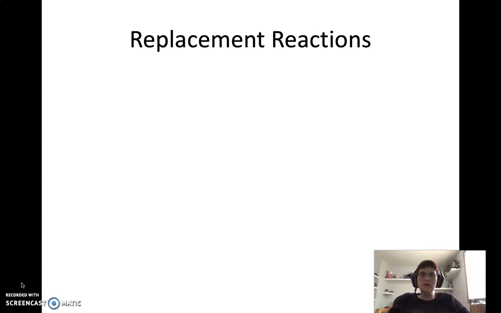Right, this is the fourth lecture from chapter 10 on chemical reactions. And this is the last of the group of reaction types. So we're looking at replacement reactions. Now, there are two kind of subgroups of replacement reactions that we're going to look at.